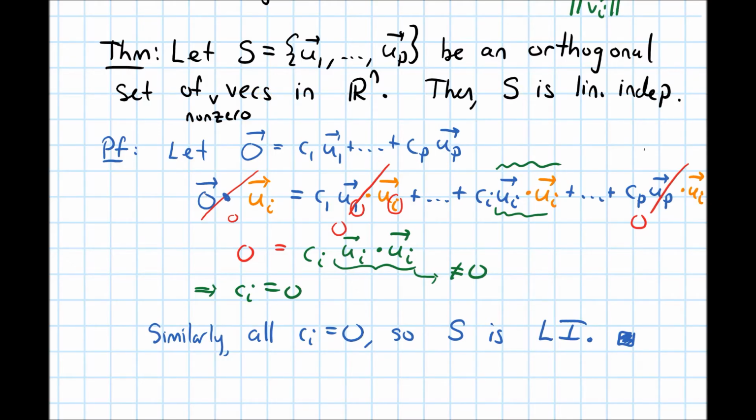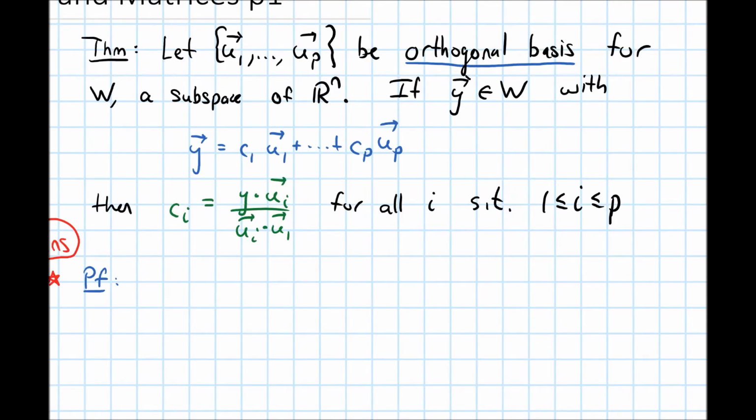Okay, so let's state another theorem that's kind of similar to this. This next theorem says, if we have vectors u1 up until up that form an orthogonal basis for w, and w is a subspace of Rn, and if y is a vector in w, well, that means that we should be able to write it as a linear combination of u1 up until up. So I've written that as y equals c1 u1 plus dot dot dot plus cp up.